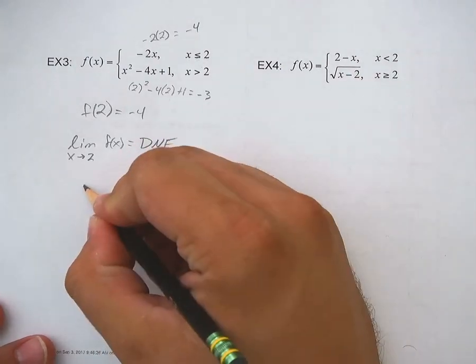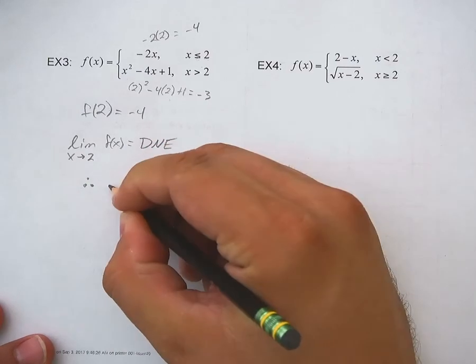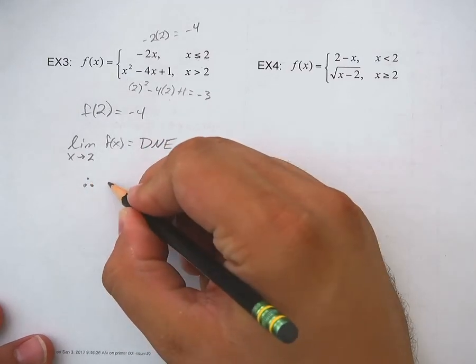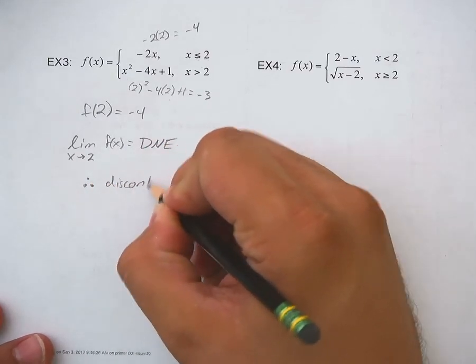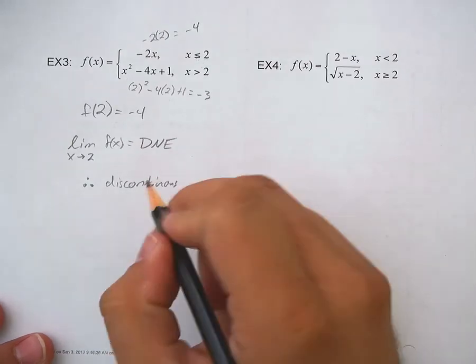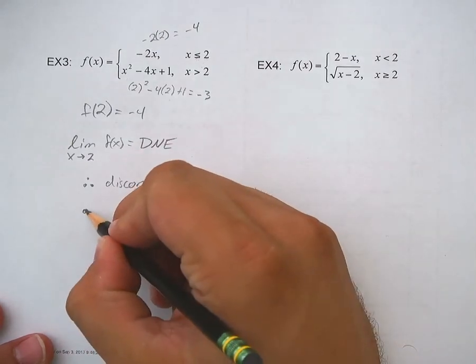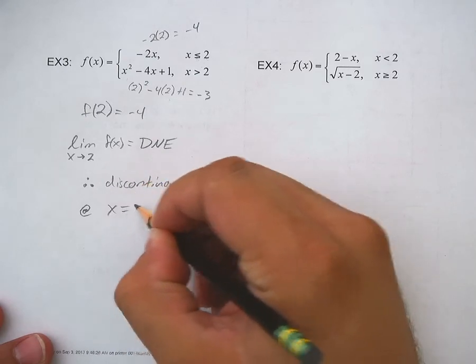Number 3 on the first page says that these two have to match. So I'm going to write therefore. Three dots mean therefore, it is discontinuous. And it's discontinuous where? At x equals 2.